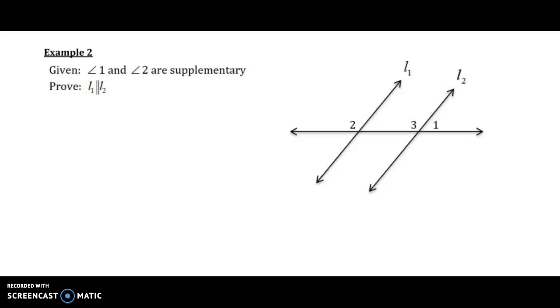Unit 2, Lesson 8, example number 2. This example is slightly different than the previous one we did, and let's see why. So we are given that angle 1 and angle 2 are supplementary.